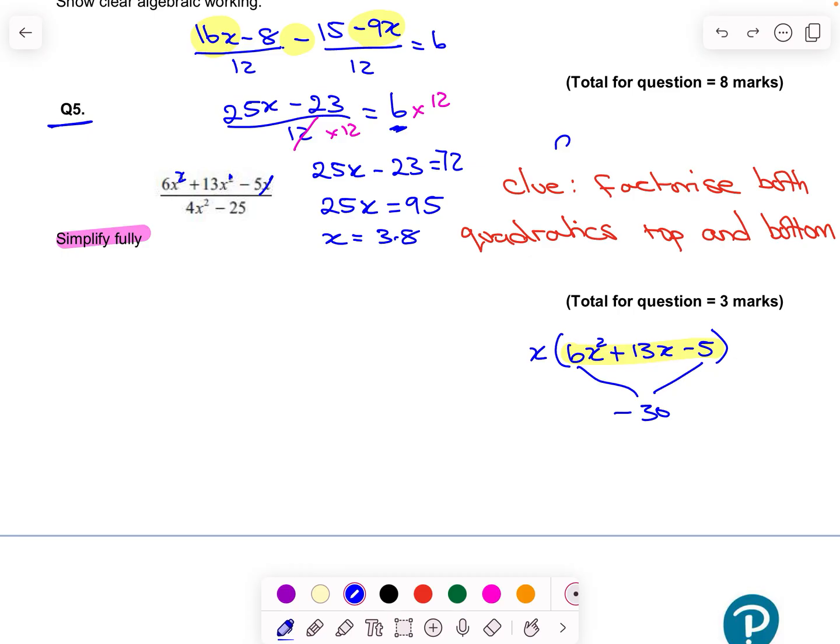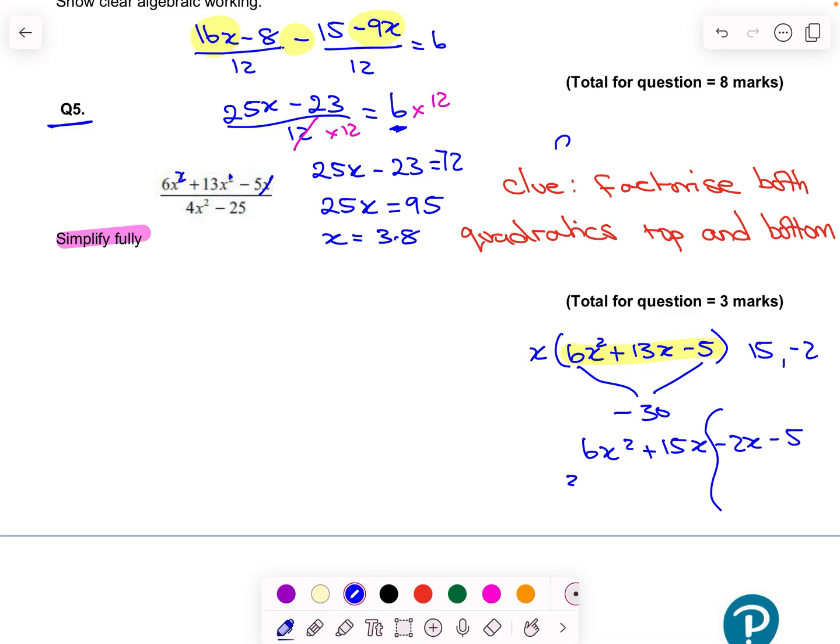So to make positive 13, it's going to be positive 15 and minus 2. And that adds to make 13, but multiplies to make minus 30. So then we do 6x squared plus 15x minus 2x minus 5. Squiggly line down the middle.